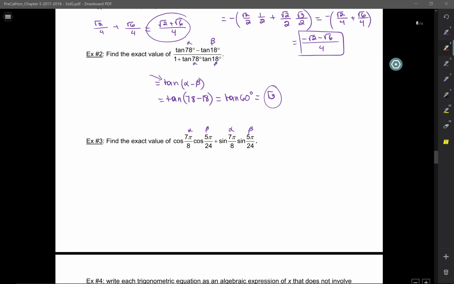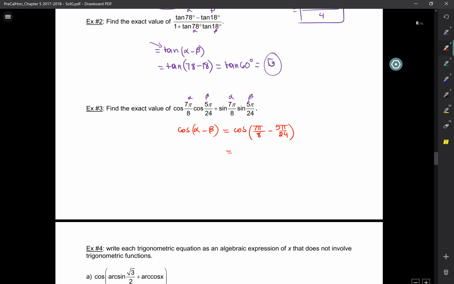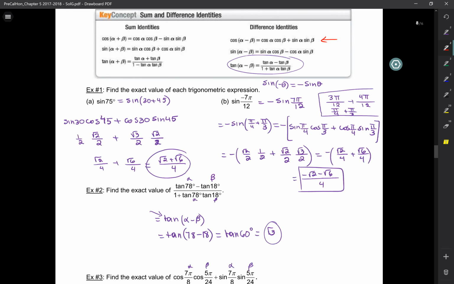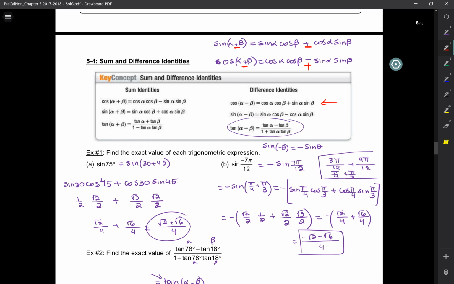So this is going to be cosine of alpha minus beta, cosine of 7 pi over 8 minus 5 pi over 24. How much is that? Cosine, cosine, sine, sine, it changes sign. So take a look here. Oh, okay. Cosine, cosine, sine, sine, it alternates sign. So how much is this one?